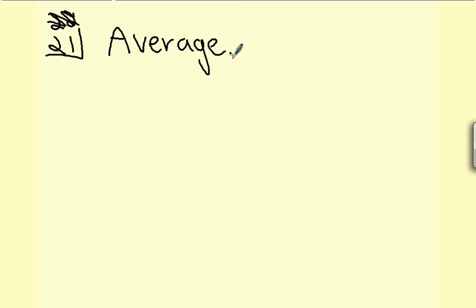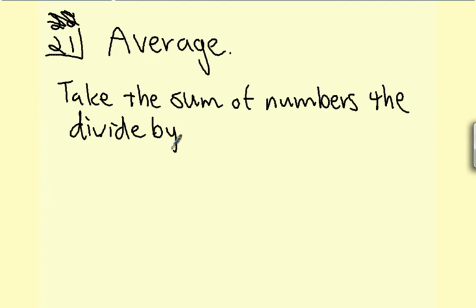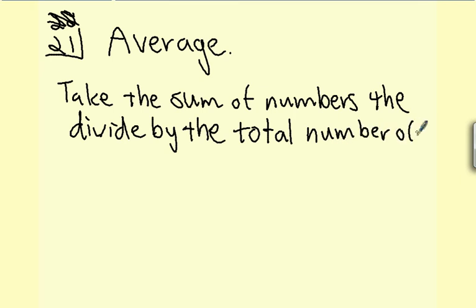Well, an average is when you take the sum of numbers, then divide by the total number of things you added.